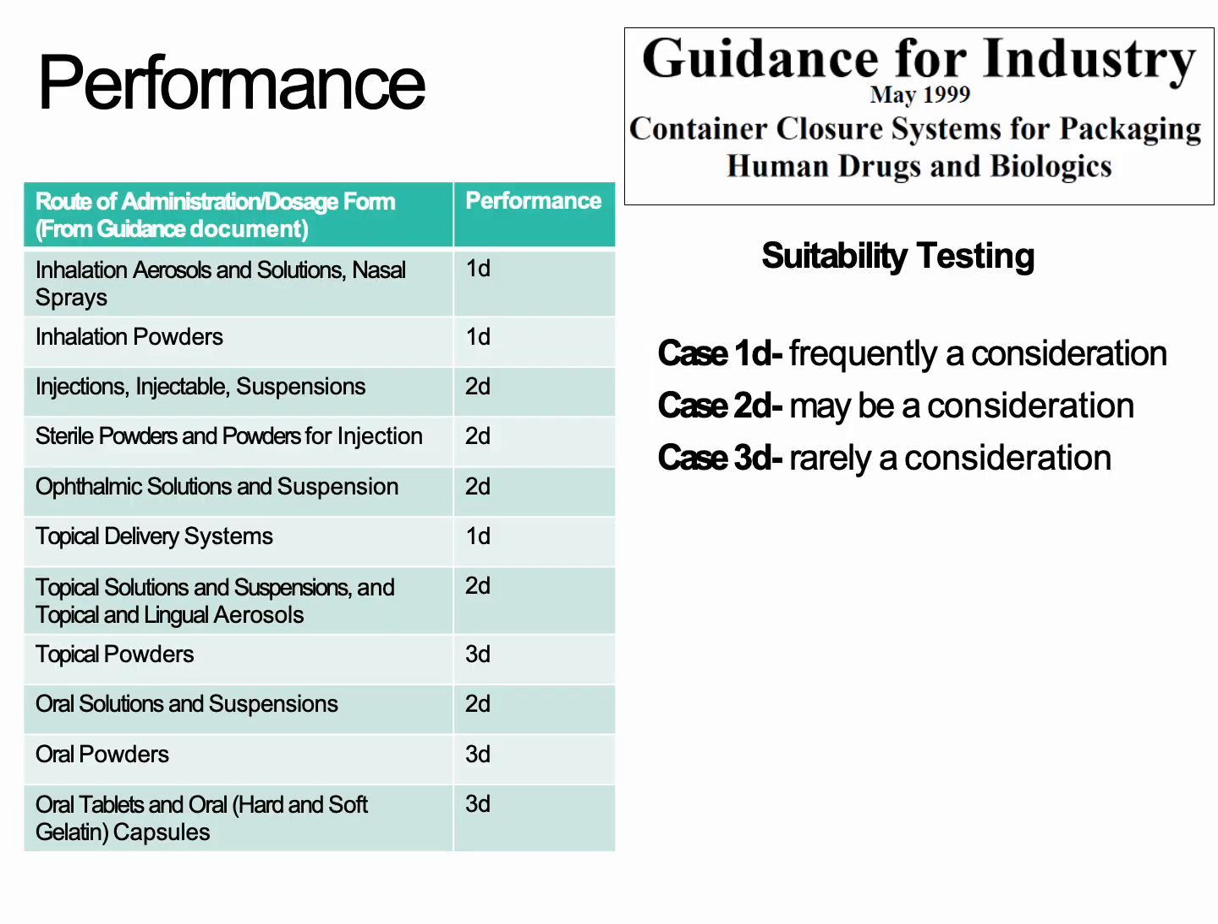Now, when we again refer to the guidance for industry, on the left side again, we will see the routes of administration and the dosage forms. I'm going to refer to the first row: inhalation aerosols and solutions and nasal sprays. The results that we need for suitability testing are here, case 1D, which means frequently a consideration. So we need to do the performance test if we have products in the class of inhalation aerosols and solutions and nasal sprays. We look into the functionality and the delivery.